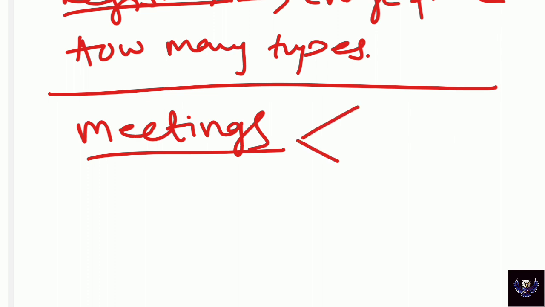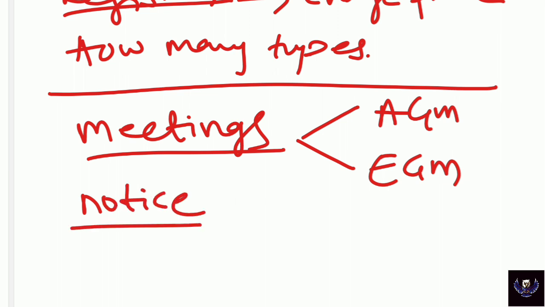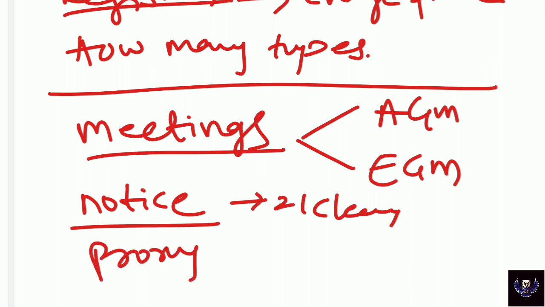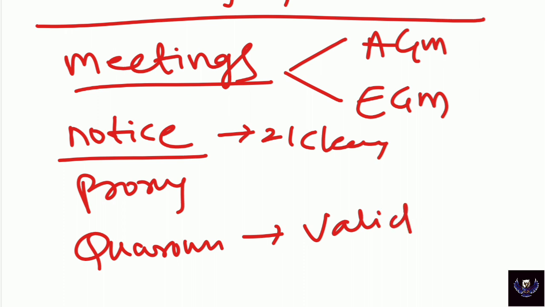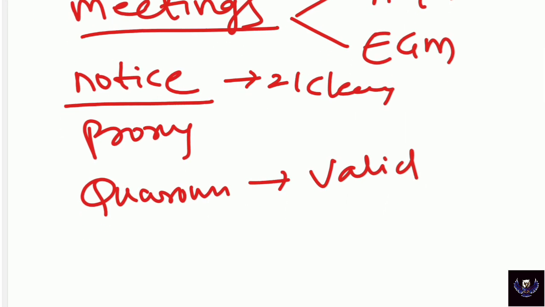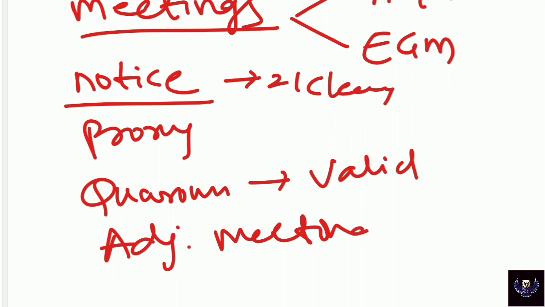Here you are having annual general meeting and extraordinary general meeting. Then you are having the topic of notice of meeting, 21 clear days. Then proxy, who can be appointed as a proxy, who can be called a valid proxy. Then in meetings you are having the topic of quorum. What is a valid quorum? Time limit for making a valid quorum. If the quorum is not met within the time limit, an adjourned meeting, when the adjourned meeting can be held, and what is the place, what are the requirements for an adjourned meeting has to be seen once. This is the chapter which has the highest possibility of getting questions because there are numerous topics and numerous ways for them to ask the questions.